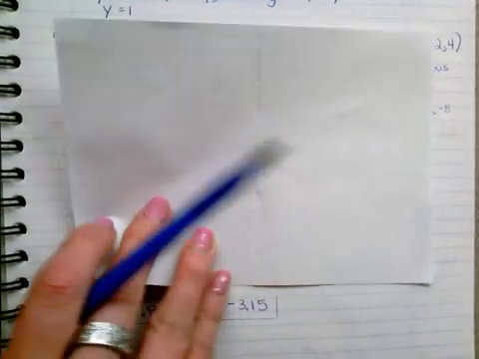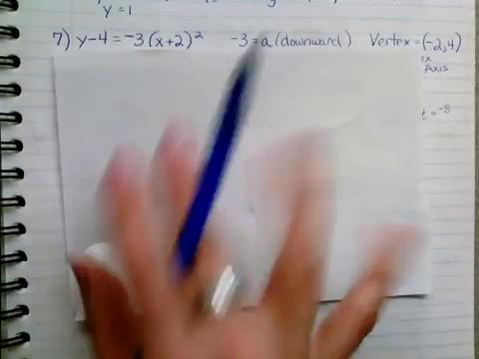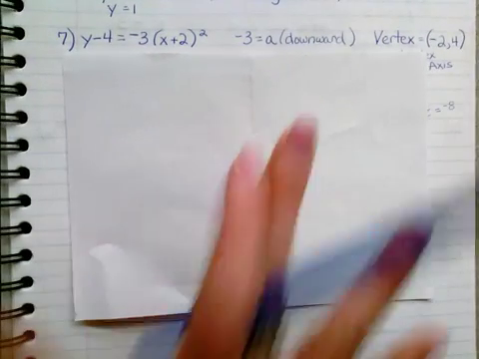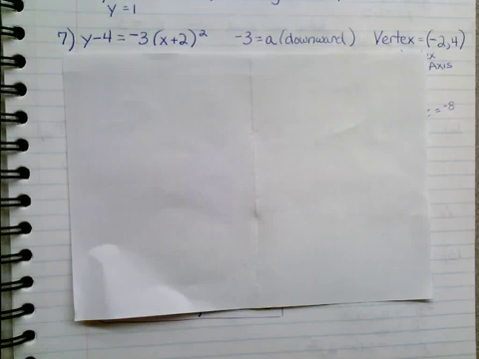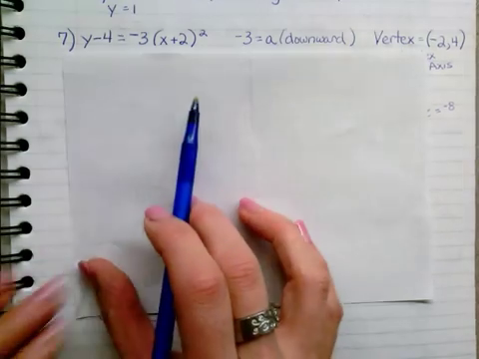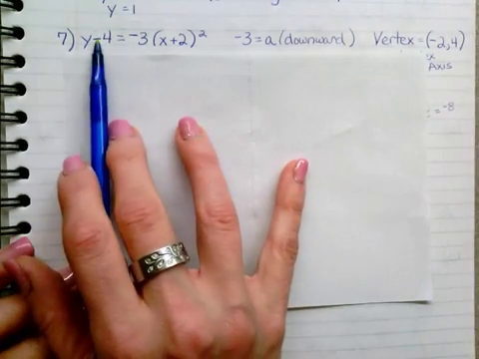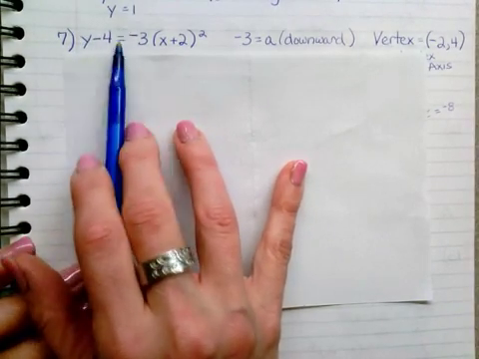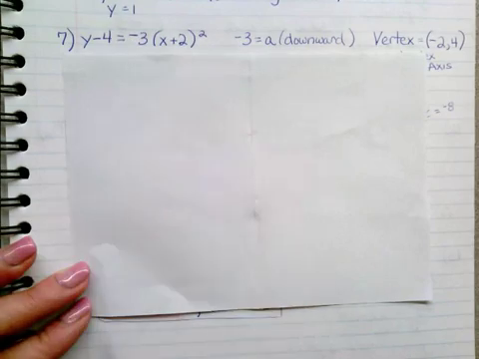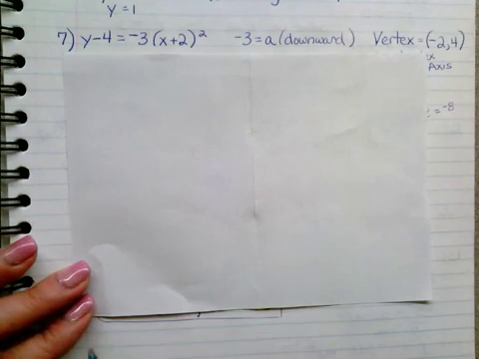Here's 8. Or 7. Notice I'm skipping some, okay? I'm mostly skipping evens, so obviously those are for you. 7. 7 is y minus 4 equals negative 3 times (x plus 2) squared. This fits the bill perfectly.